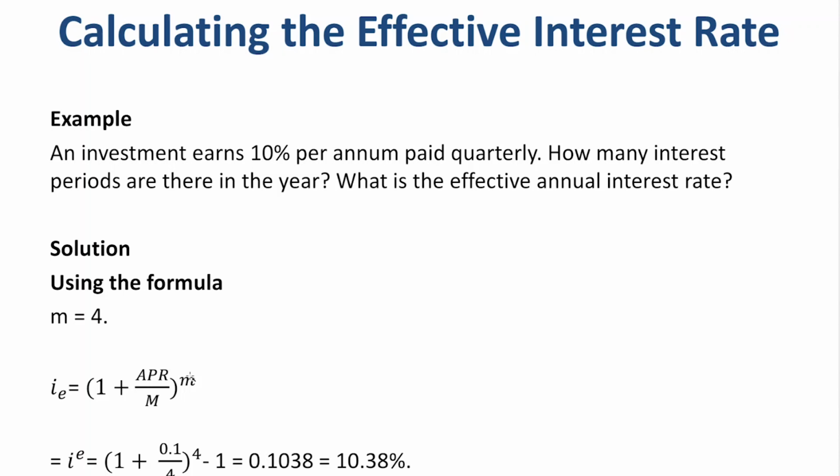So to express that into a percentage, here you have minus 1. It's 10.38%. The key is for you to see that, given that you have compounded 4 times a year, your actual annual interest rate, your effective annual interest rate, is higher than the 10% per annum interest rate you've been provided.